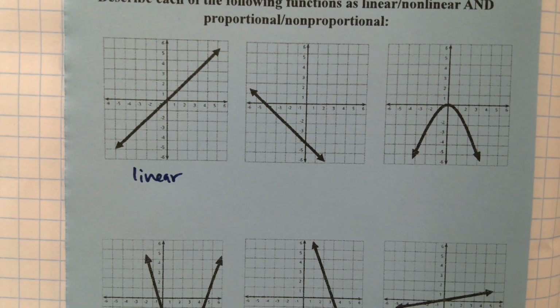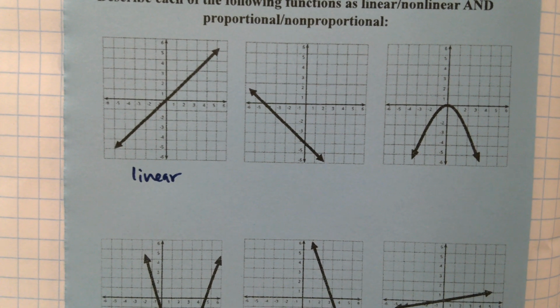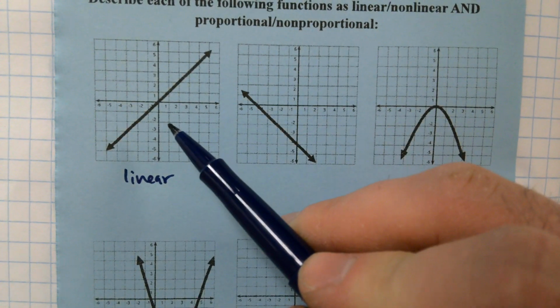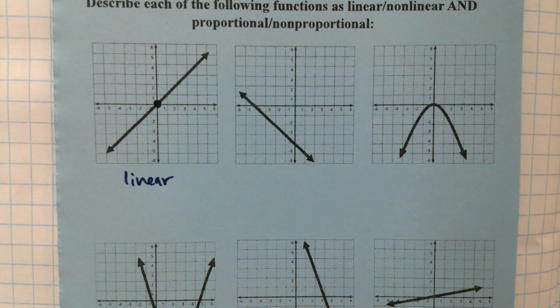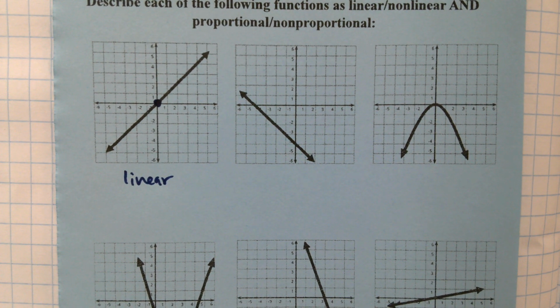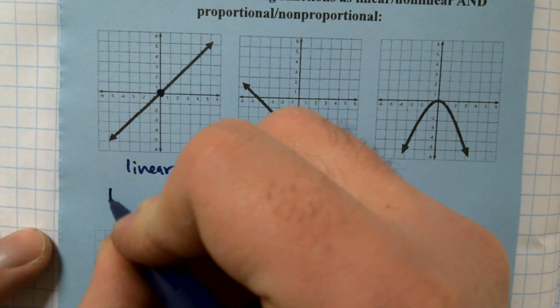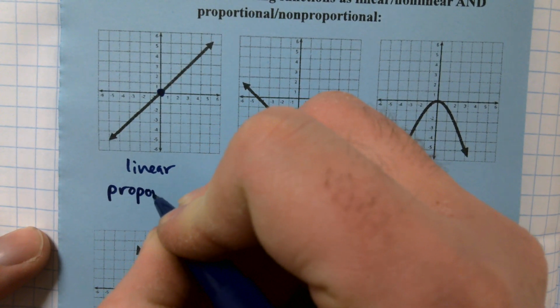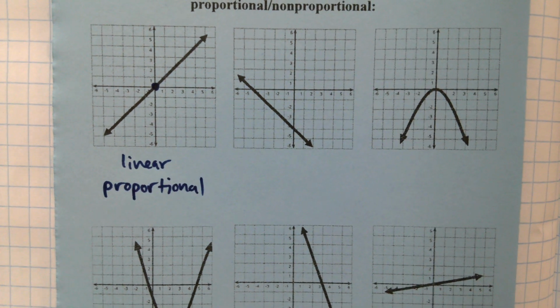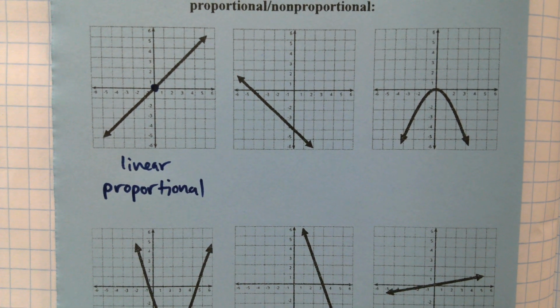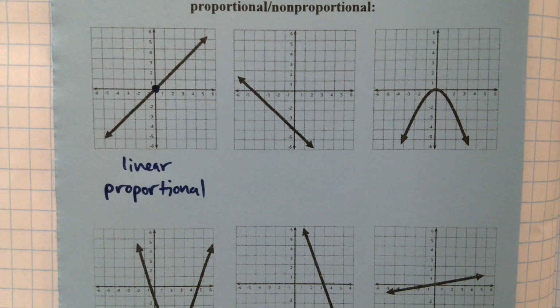Remember, linear functions can either go through the origin or not. Does this line go through the origin? Yes. So is it proportional or non-proportional? Proportional. Right? There's my two descriptors right there. Linear and proportional. Everybody with me on that? Cool. Second one right here.